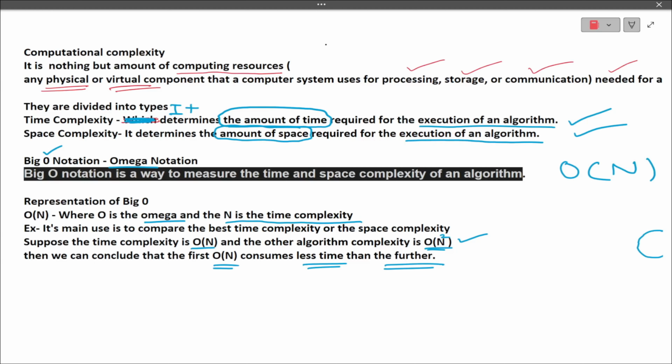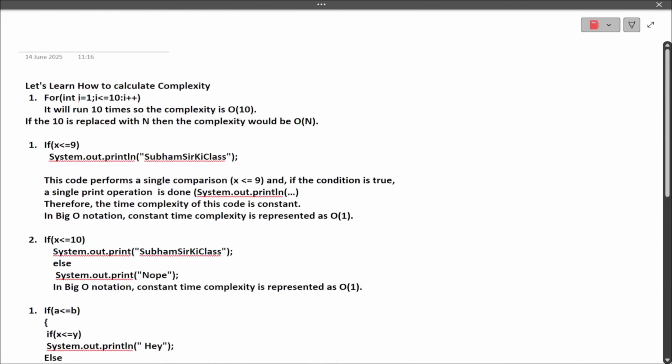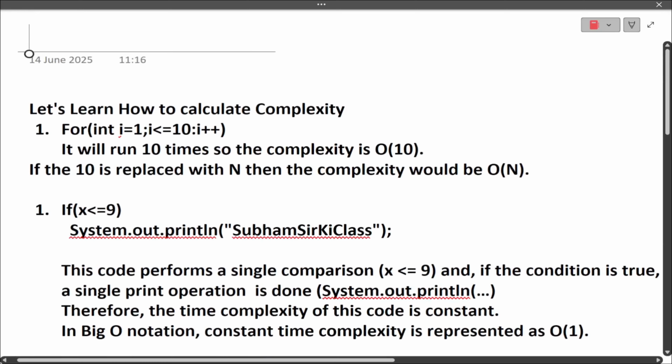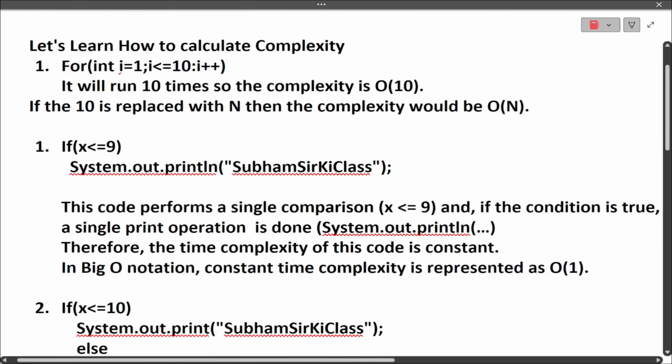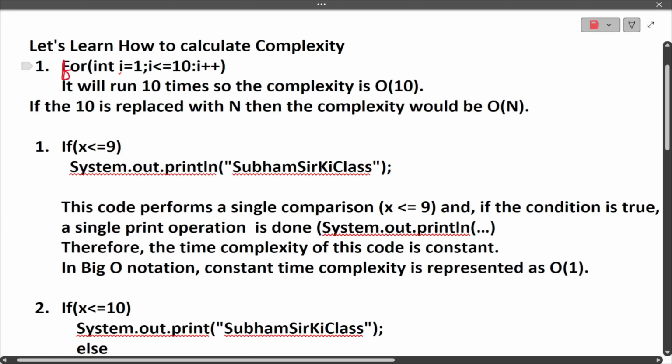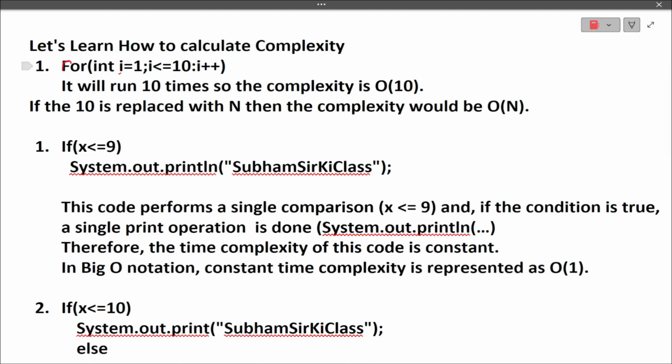So I have brought some other things for you all, that is, let's learn how to calculate complexity, because usually you will be getting questions out of this. Here you might be observing I have written a programming question. This f will be in lowercase, just consider it as lowercase. for int i equal to 1, i less than or equal to 10, semicolon, and i plus plus.